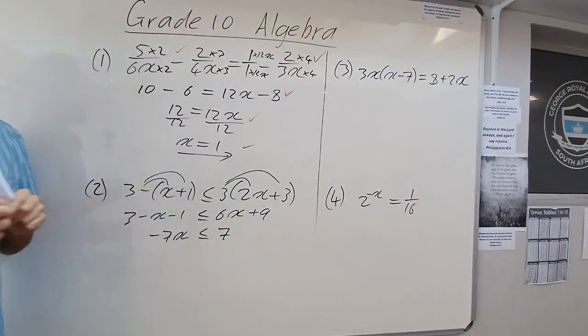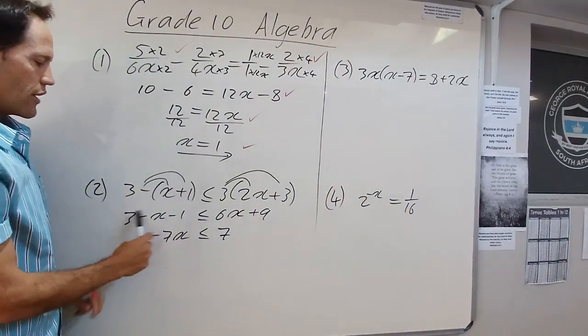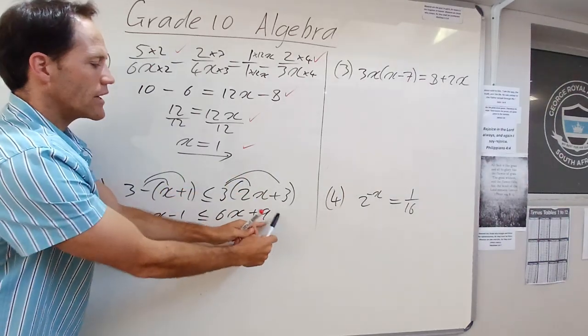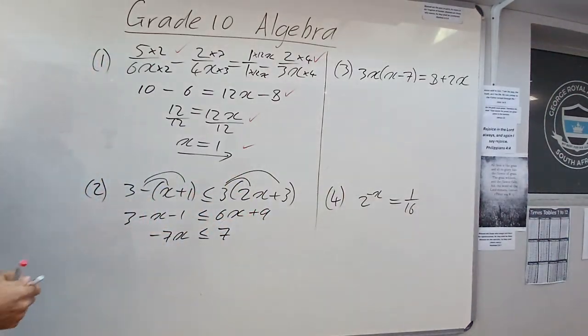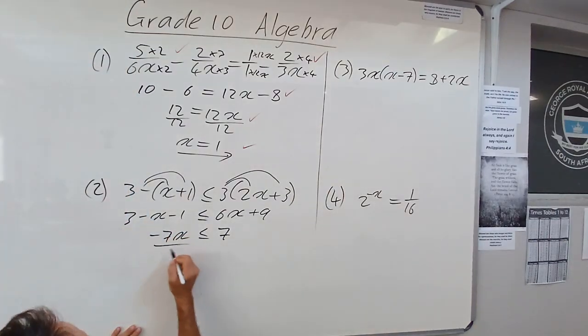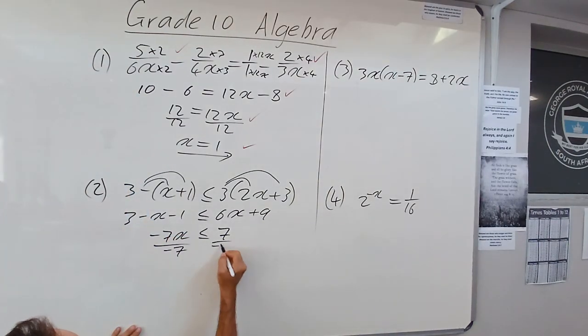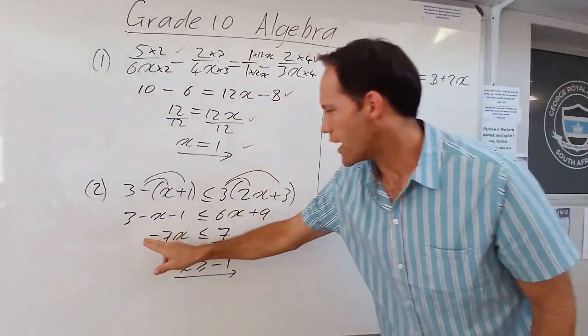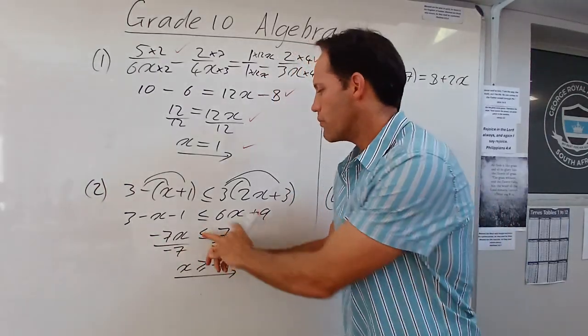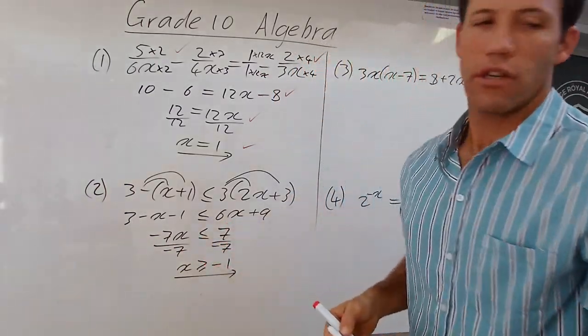So you're going to have 7, okay? 3 minus 1 is 2, take it over, it's minus 2, 9 minus 2 is 7, 6x minus 6 is negative 7, and then you divide by negative 7, so x will be bigger or equal to negative 1. Remember to change the sign, okay? Remember, when you divide by negative, you must swap the sign around, okay?